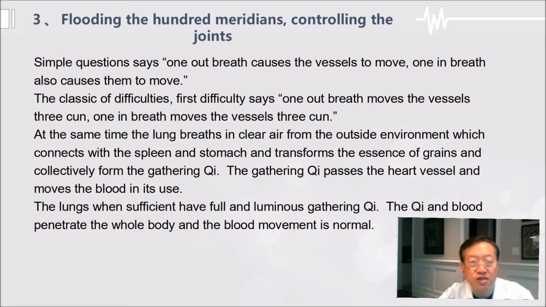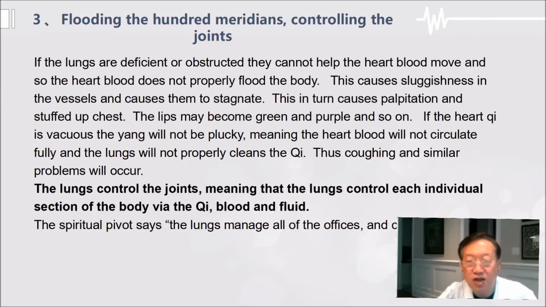At the same time, the lung breathes in clear air from the outside environment, which connects with the spleen and stomach and transforms the essence of grains and collectively forms gathering qi. The gathering qi passes the heart vessel and moves the blood in its use. The lungs, when sufficient, have full and luminous gathering qi. The qi and blood penetrate the whole body and the blood movement is normal.